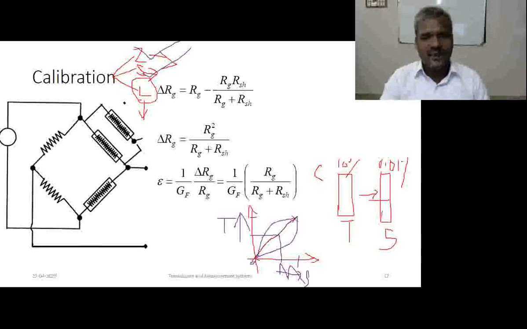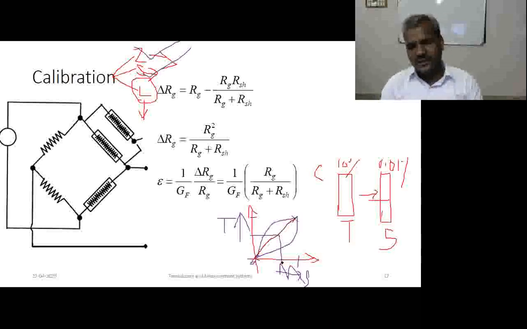So the calibration involves three stages: zero, span, and the linearity check. Linearity check is nothing but the mid value check of the instrument. So this is the generalized calibration procedure.